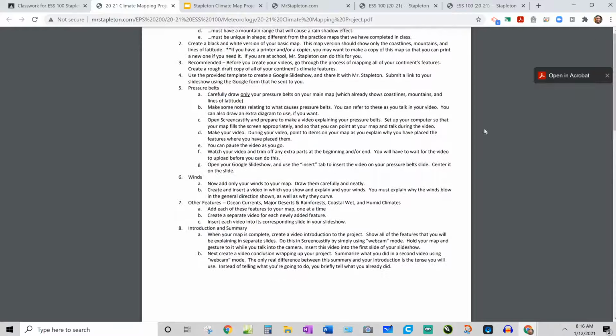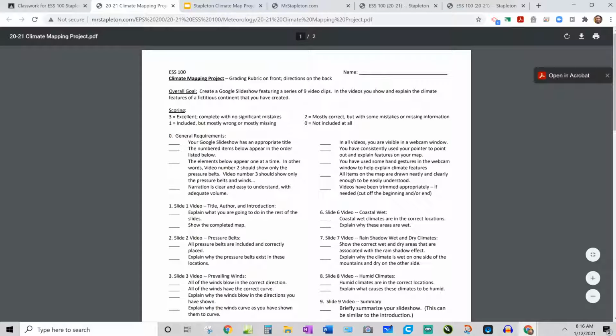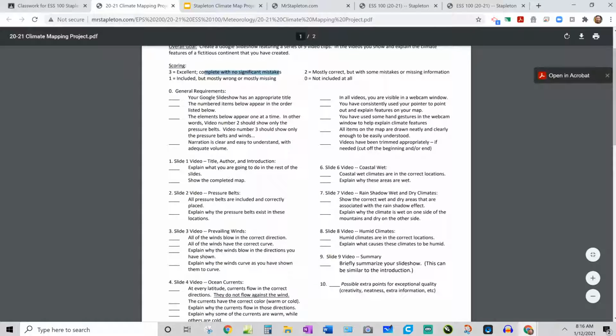So the front, this is how I'm going to grade it. I'm going to open up your slideshow, and I'm going to score everything on here from 0 to 3. If it's missing, you get a 0. If it's excellent and there are no significant mistakes, you get a 3. But mostly I'm going to leave everything blank unless I see a problem.